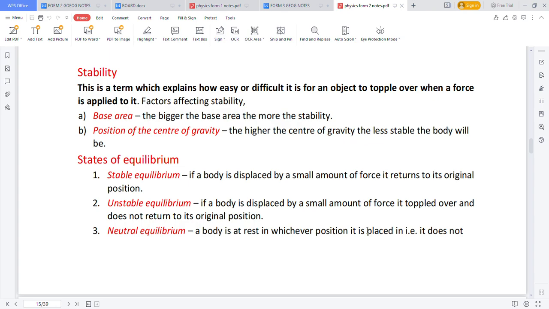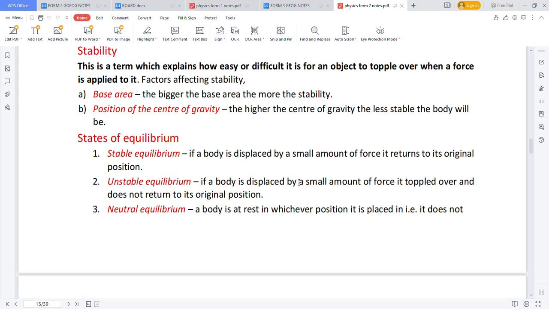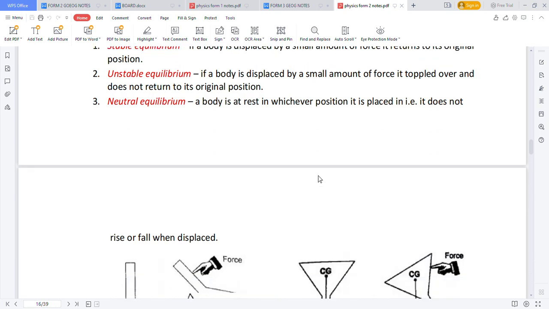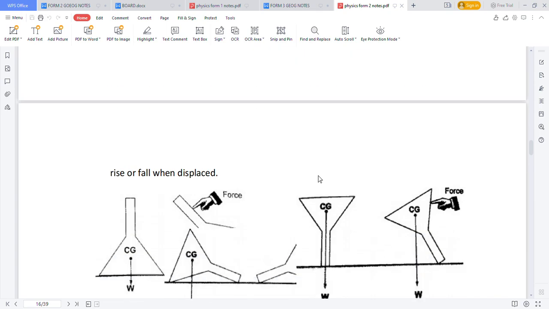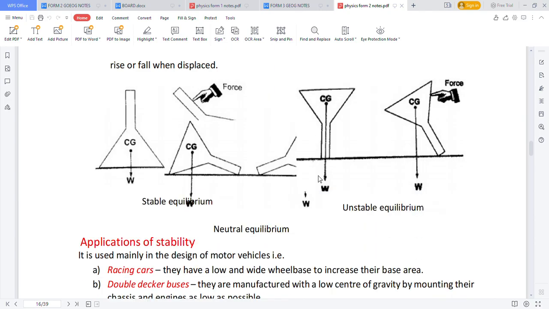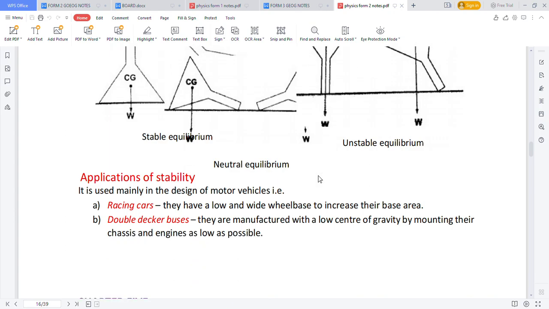States of equilibrium. You have stable state. If a body is displaced by a small amount of force, it returns to its original position. Unstable equilibrium. If a body is displaced by a small amount of force, it topples over and does not return to its original state or position. Neutral state. A body is at rest in whichever position it is placed, i.e., it does not rise or fall when displaced. So as you can see in the diagram, you have the stable state, the unstable state, then the neutral state.